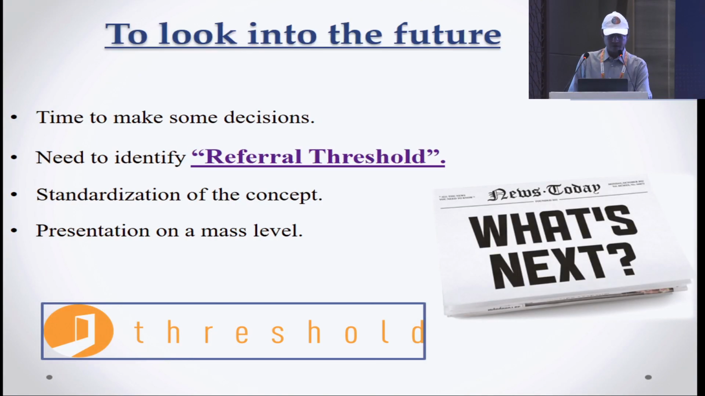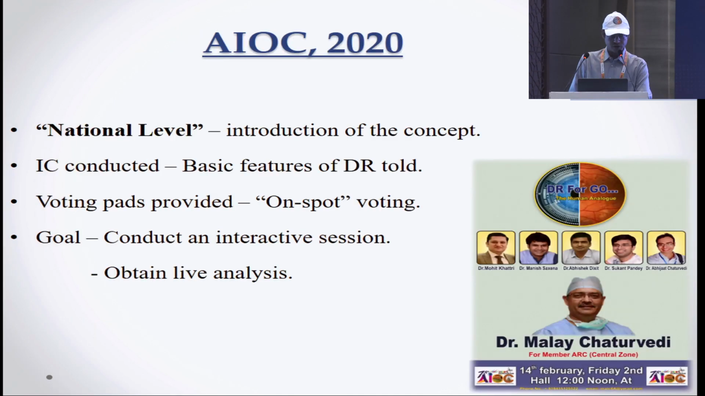So we need to look in the future and we need to make some decisions. For that, in the very beginning, we need to identify what should be the referral threshold for each and every ophthalmologist. And we need to standardize this entire concept and therefore present it at a mass level. So in the year 2020 at AIOC conducted in Gurugram, for the first time we presented it at a national level, where we introduced the basic features of diabetic retinopathy. After that, we gave voting pads to the audience and conducted on-spot voting. The goal was to conduct an interactive session and obtain a live analysis from it.